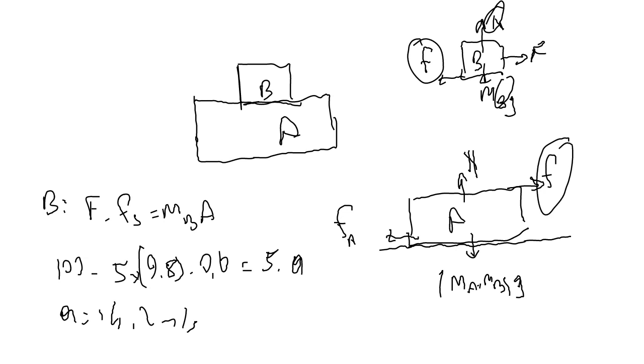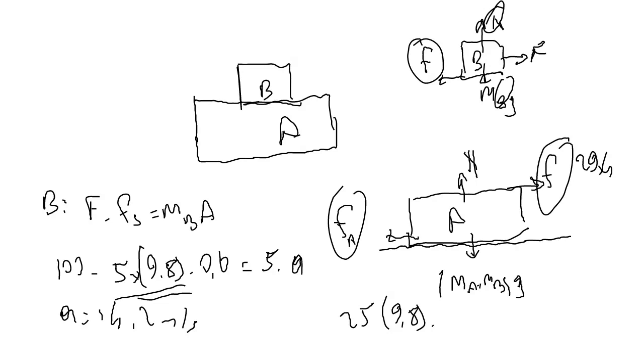What about the block A? This f, what is this f? It is just this one, right? So it is just 20.4. And what about this F? This is friction. 25 times 9.8 times 0.8. And you see that this force is greater than that force. But for static friction, the maximum value of the static friction is this one. You cannot use this one as an actual force. Okay.